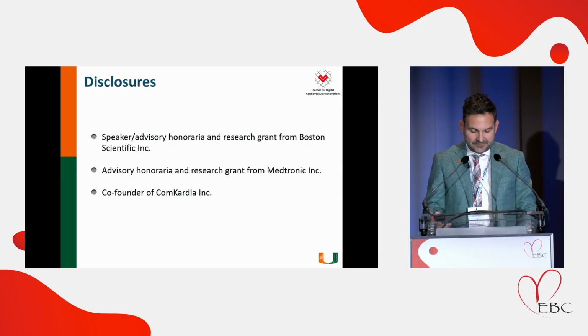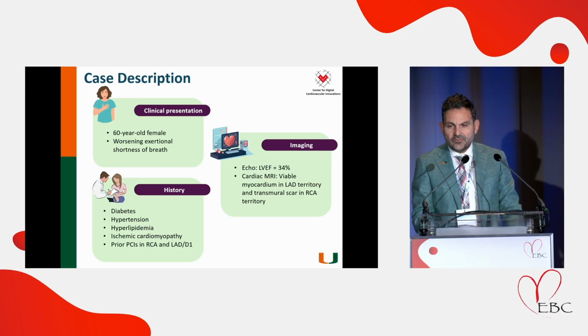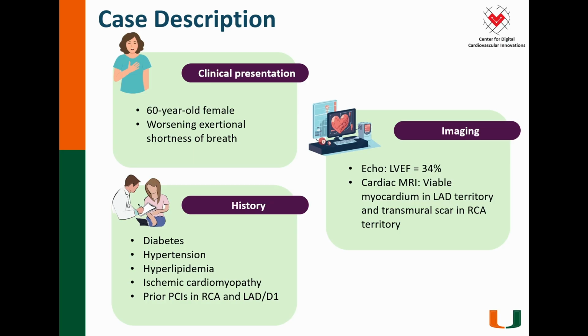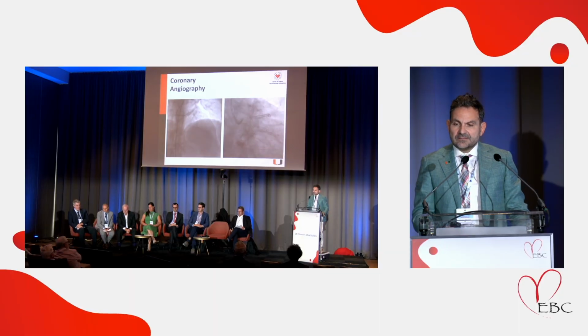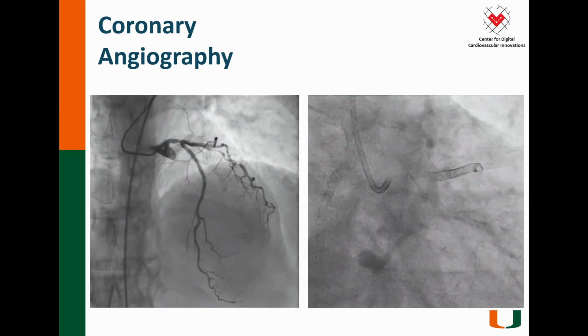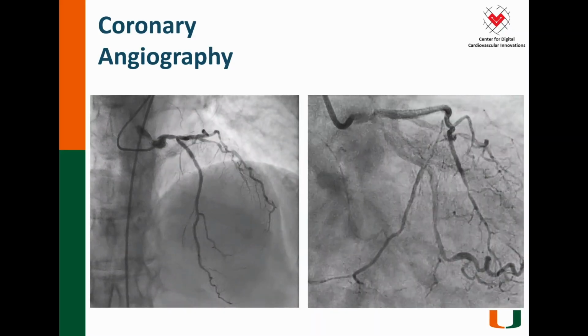A 60-year-old woman with symptoms, all risk factors, ischemic cardiomyopathy, prior stents in the RCA and LAD diagonal. MRI shows viability in the LAD territory. And that's her presentation here, angiographically. You see here the distal left main, again prior stents in the LAD and the RCA, diagonal as well, viable LAD territory.